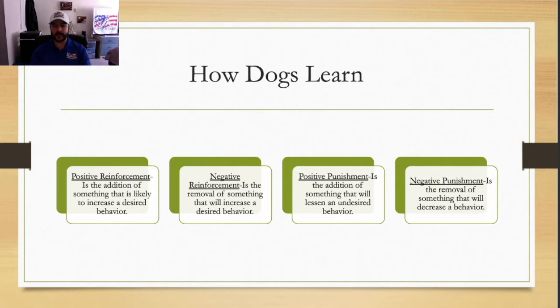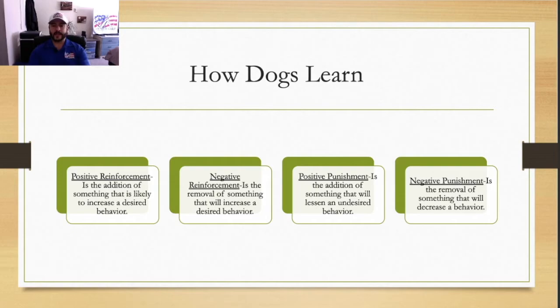Now, with negative punishment, it is the removal of something that will decrease a behavior. So a great example of that is, let's say you come in the door and your dog's over there jumping, jumping, jumping. It's happy to see you, it's happy to see you, and it's just going up crazy. And so instead of saying no or anything like that, you just turn yourself to face away from them. So when you do that, you are removing yourself from the equation. You're removing your sight and your attention to the dog.